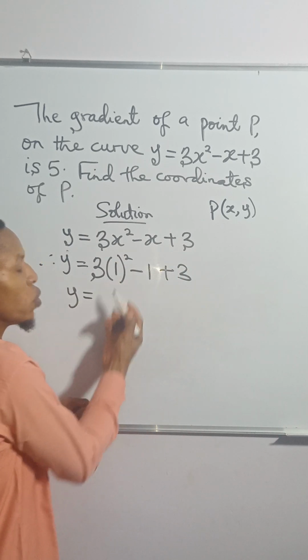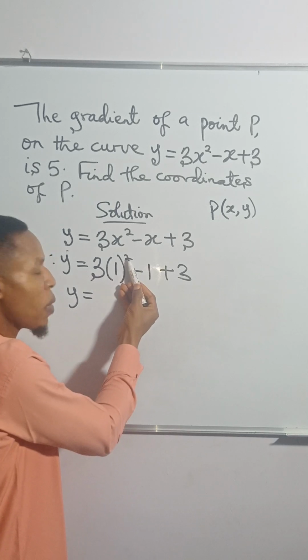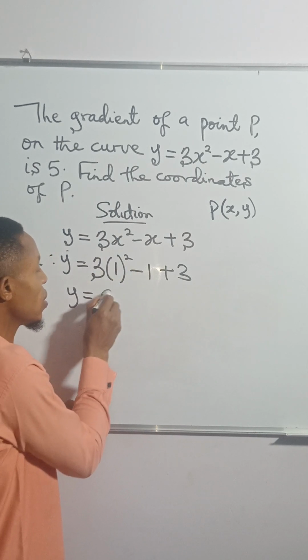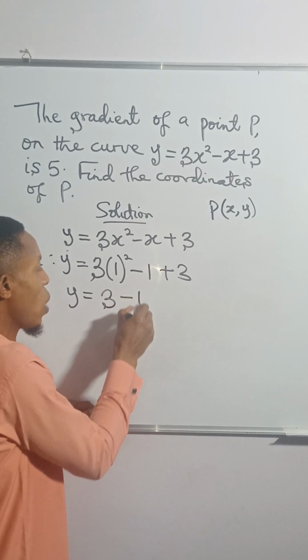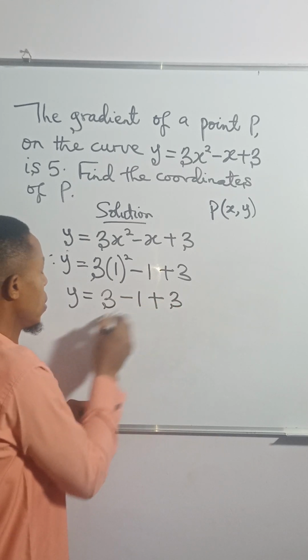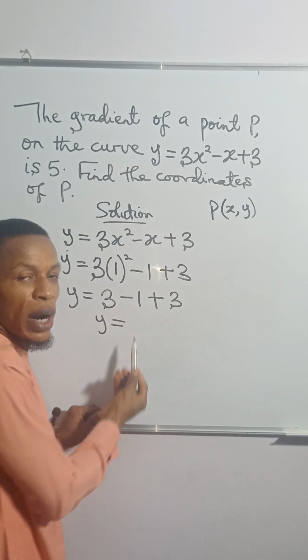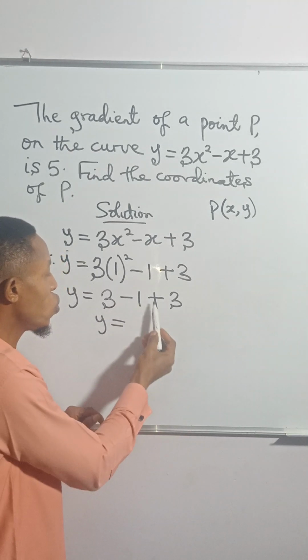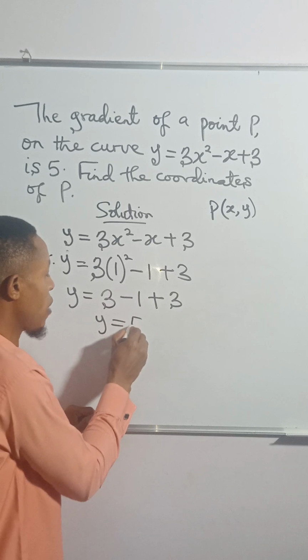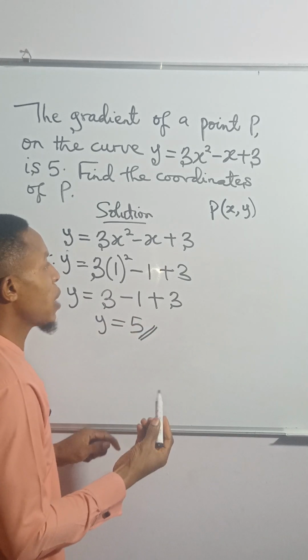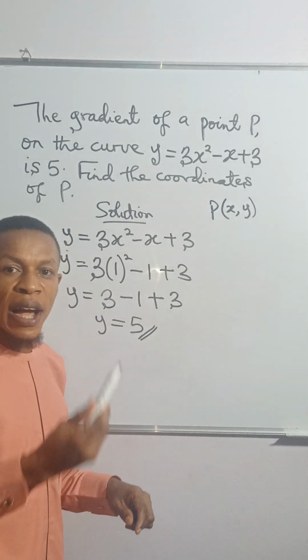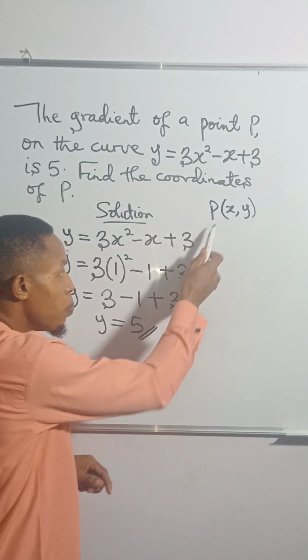Let's solve this. 1 raised to power 2 is 1. 1 times 3 is 3. Minus 1 plus 3. So y will be equal to 3 minus 1, which is 2, and 2 plus 3 is 5. We have obtained both the values of x and y for the point P.